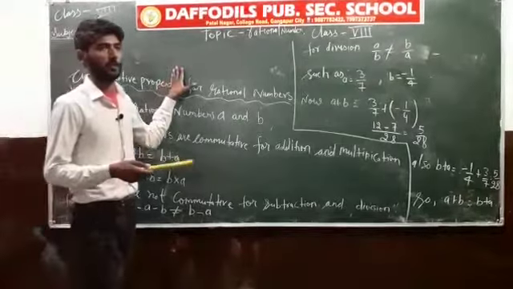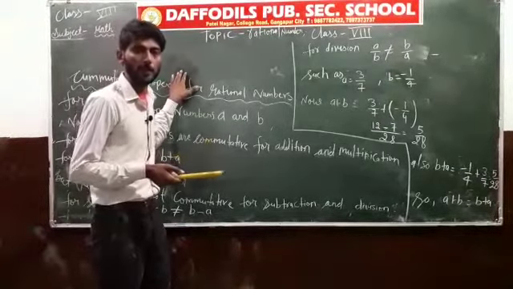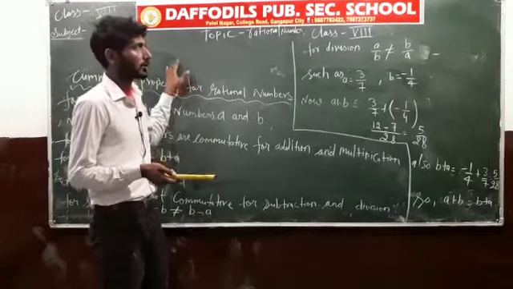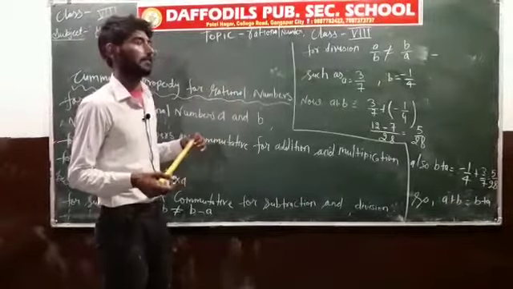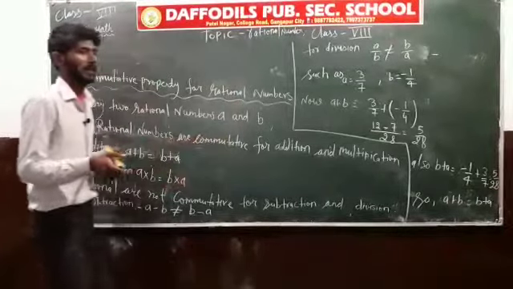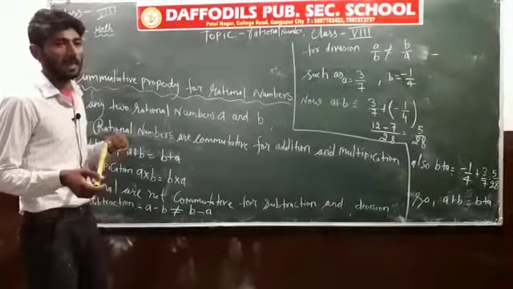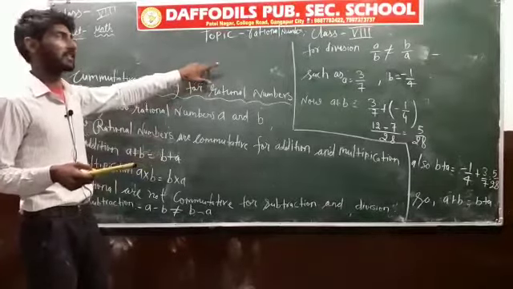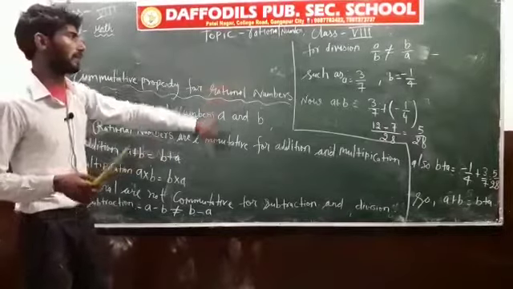What is closure property? For any rational numbers a and b belonging to R, the sum of both rational numbers will also belong to R. Understand? I mean, if two rational numbers belong to R, then the sum of these numbers will also belong to rational numbers. Understand?